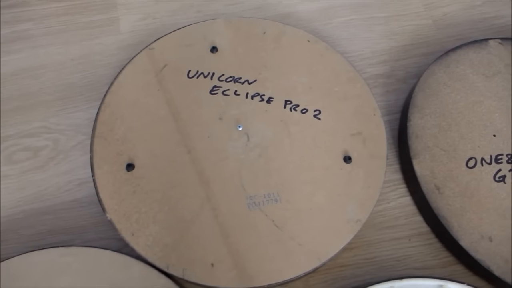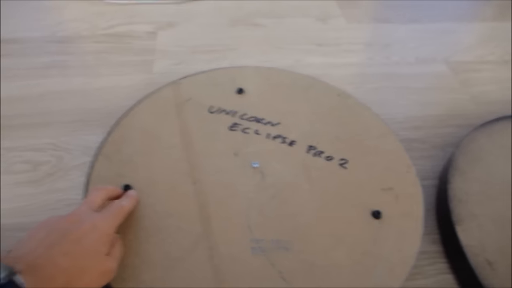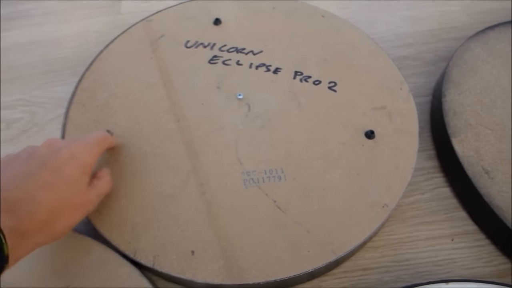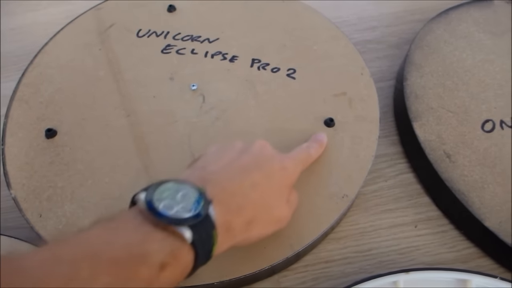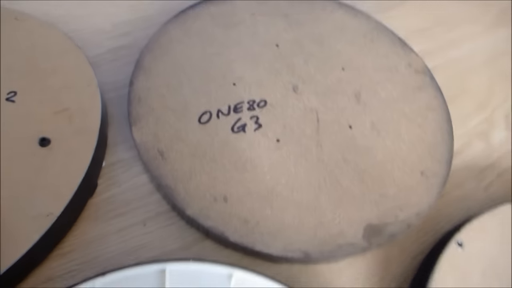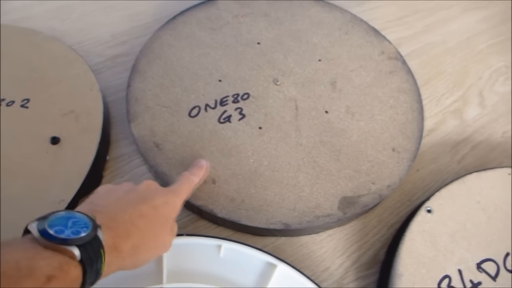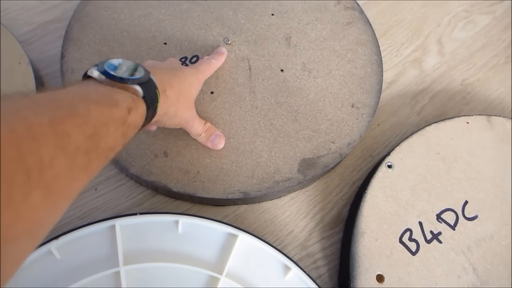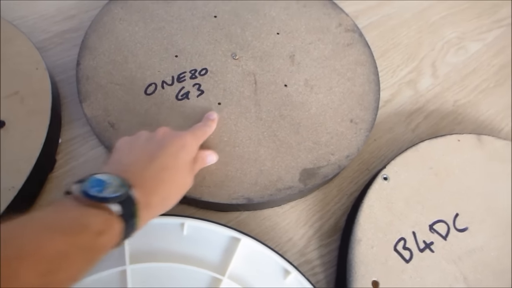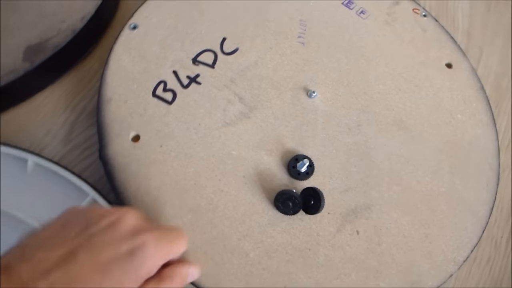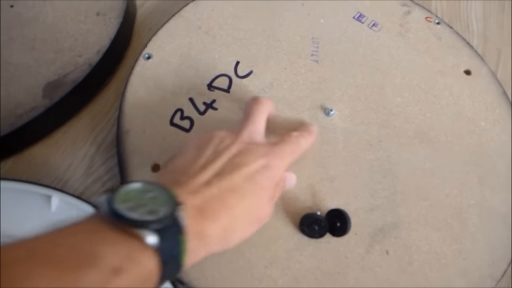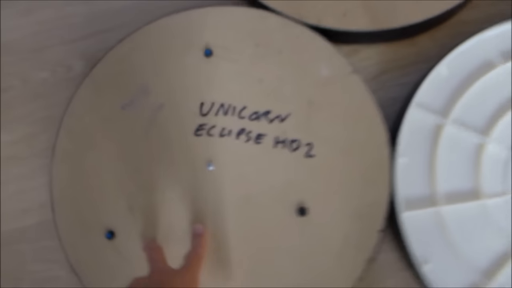That's the Unicorn Eclipse Pro 2, and the only difference between that board and the others is I've got the rubber feet on this one and on the HD2. I don't know where I put the feet, so I can't put them on the other boards. That's the 180 G3, and that has got its own little threaded hole in the back with the screw in. And on the Blade 4 dual core, I've took the rotor lock wheels off, so I'm just going to be using the screw.